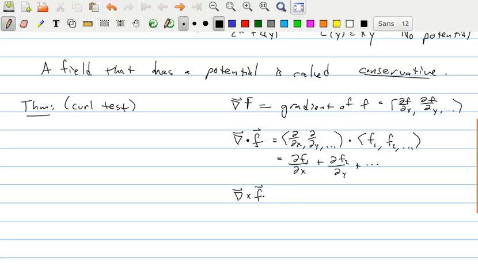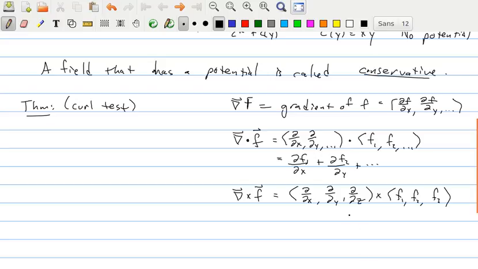And the last one is the curl. Think of this the same way. This is the partial with respect to x, partial with respect to y, partial with respect to z, cross f1, f2, f3.